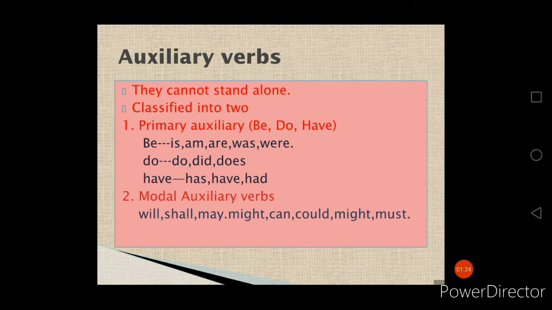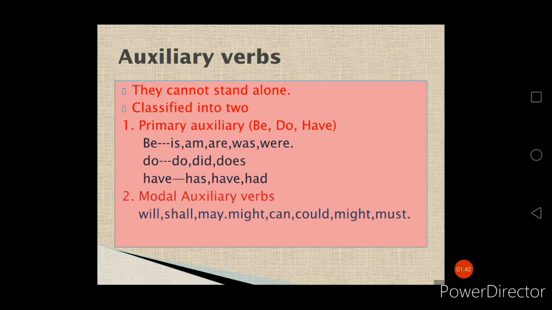The next one is doing verbs. Doing verbs show the action of the people and the things. They are do, did and does. The next one is having verbs. Having verbs show what people and things have. For example, have, has, had.